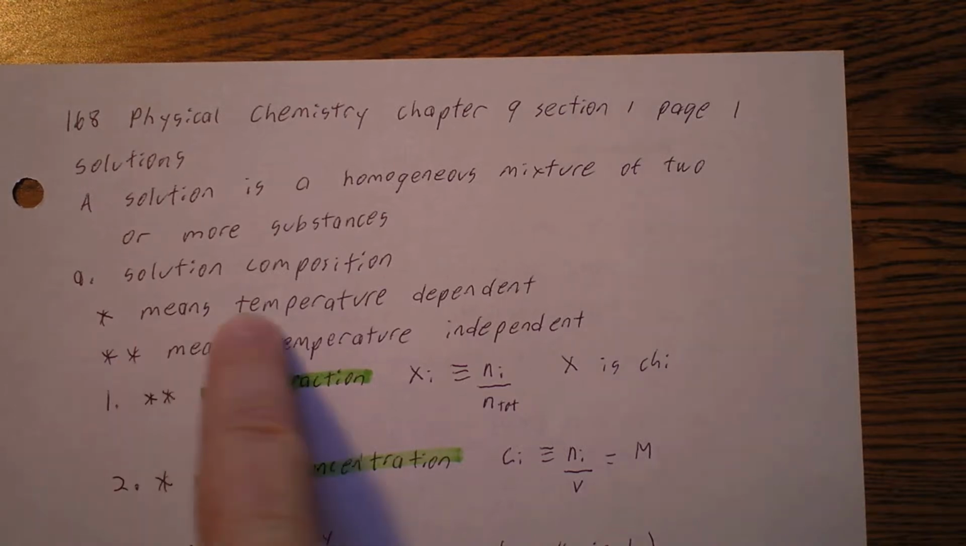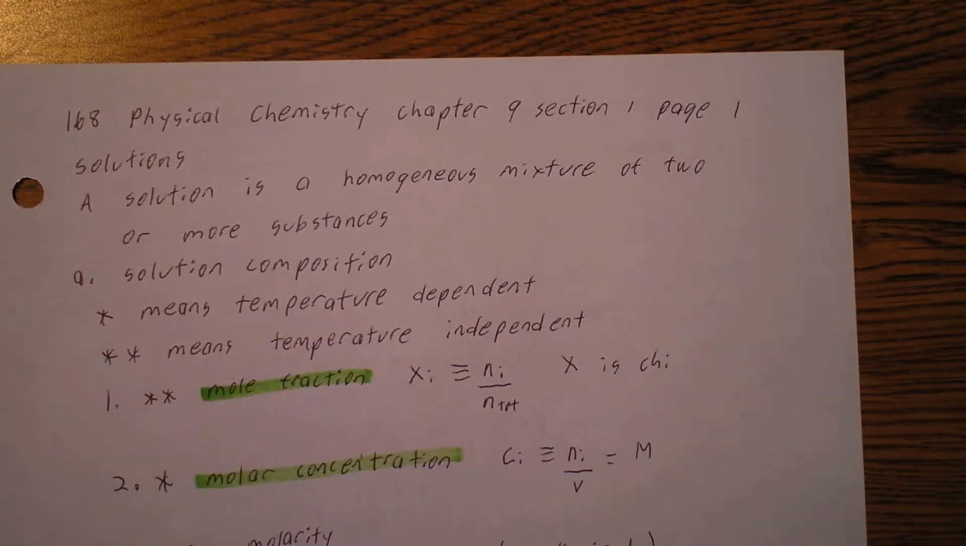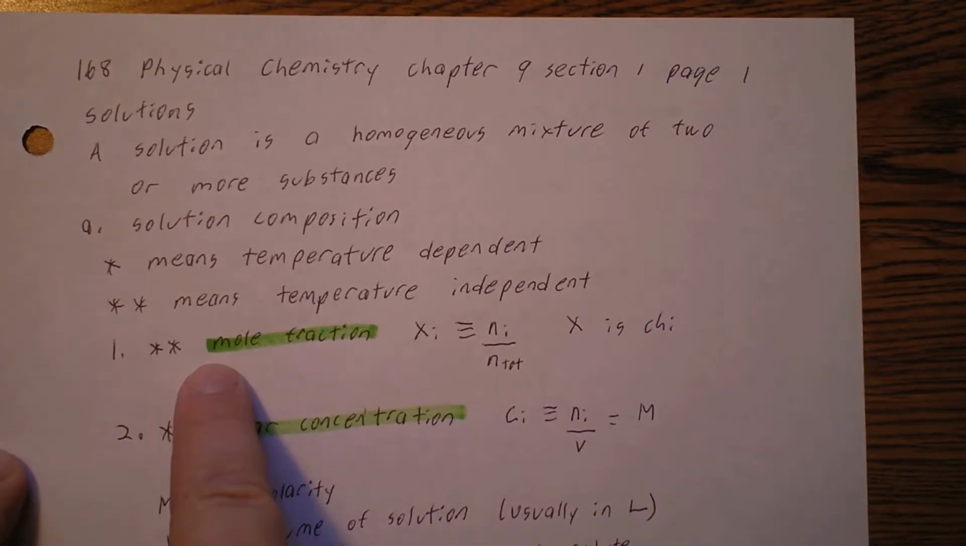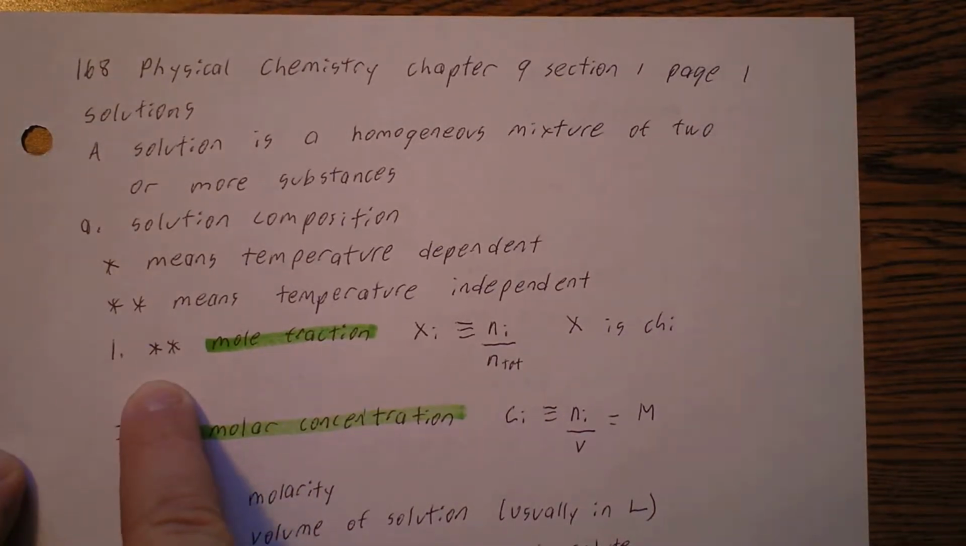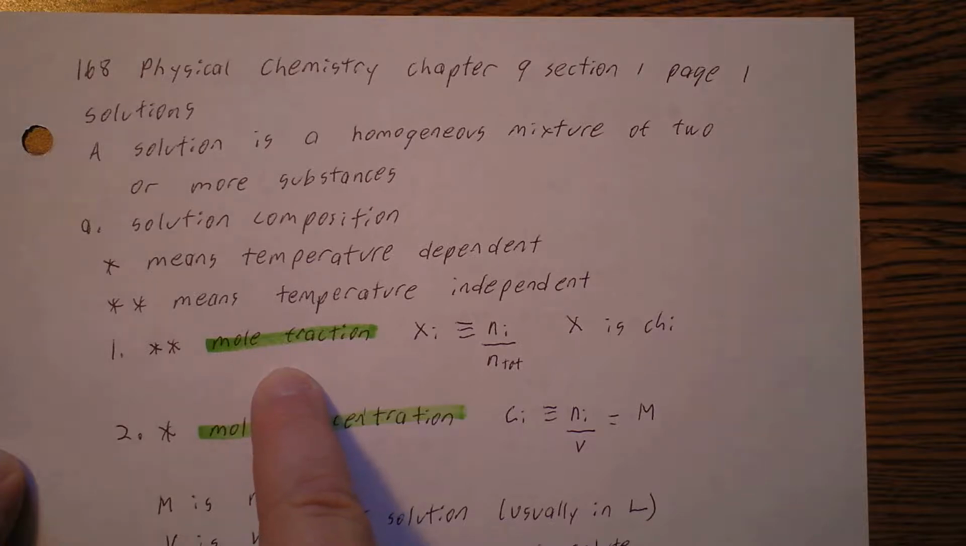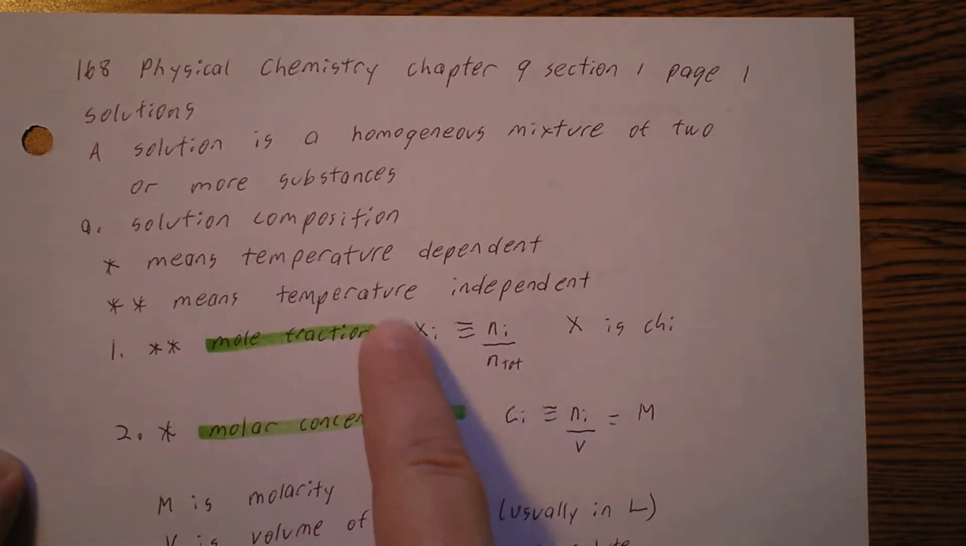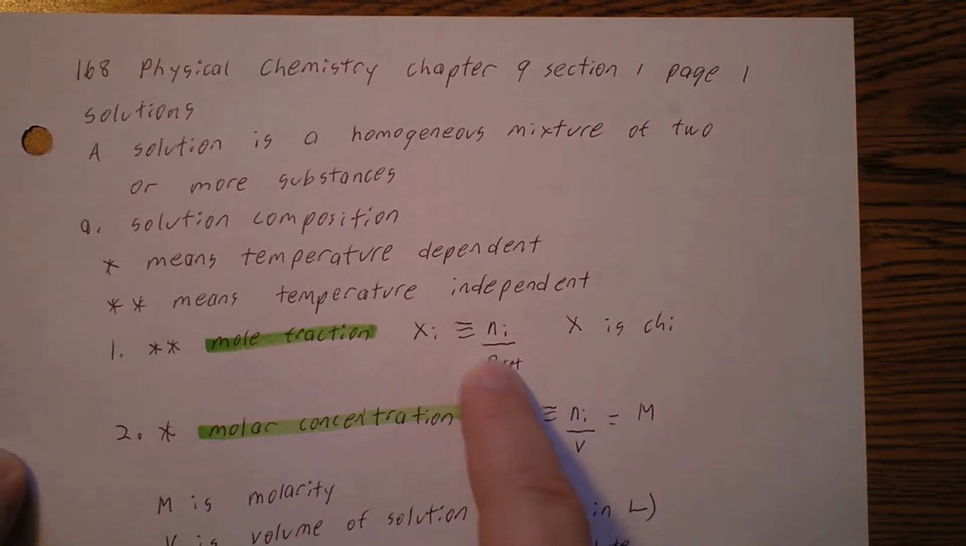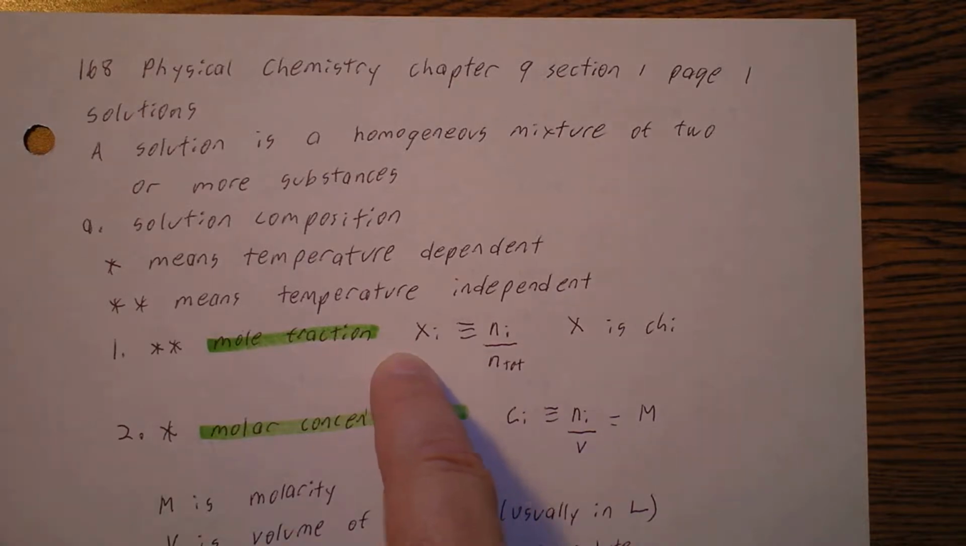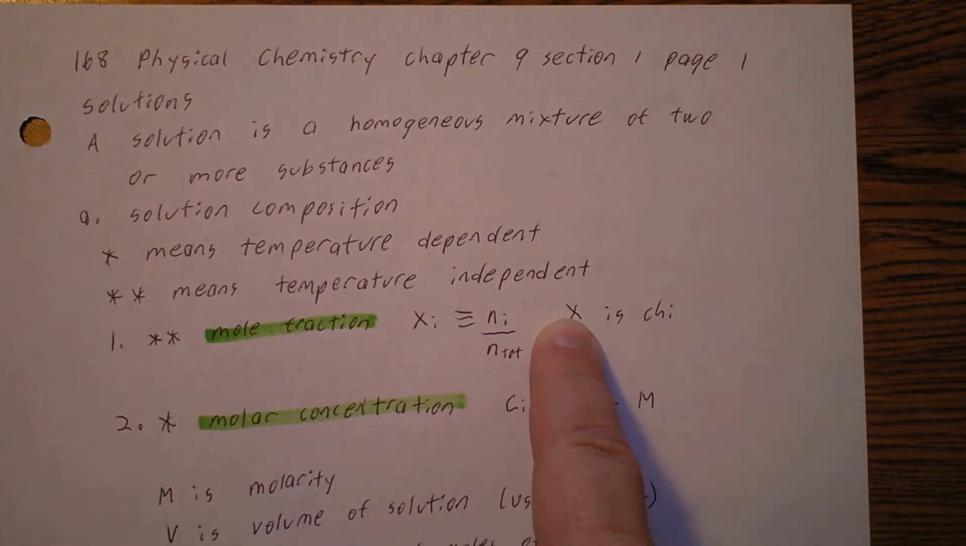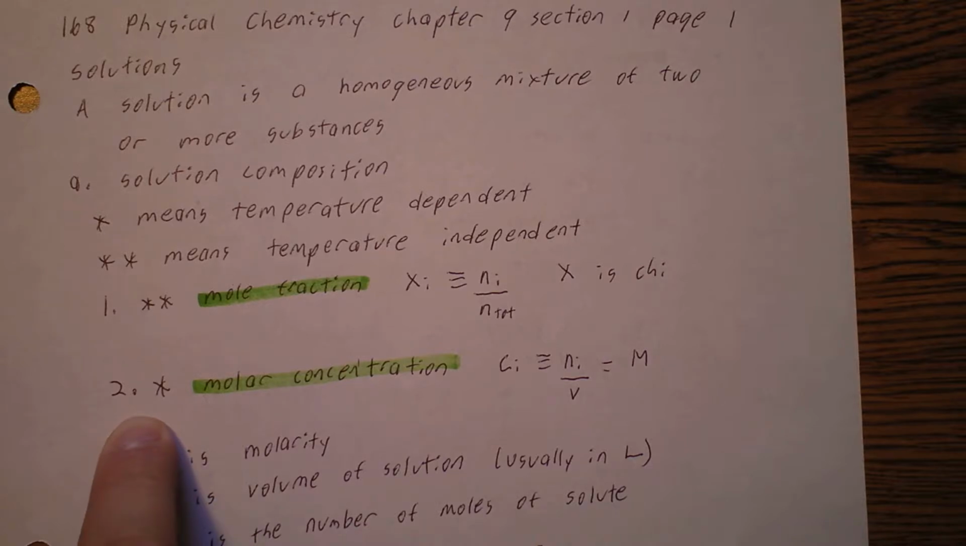One asterisk means that a quantity is temperature dependent. Two asterisks mean that the quantity is not temperature dependent, it's temperature independent. For example, mole fractions have two stars, so mole fraction is going to be temperature independent. Mole fraction is chi subscript i. It's defined as the number of moles of substance i divided by the total number of moles. Like I said, this is not really an X, it's supposed to be a chi, but I can't really tell by the font, I'm just writing it by hand.